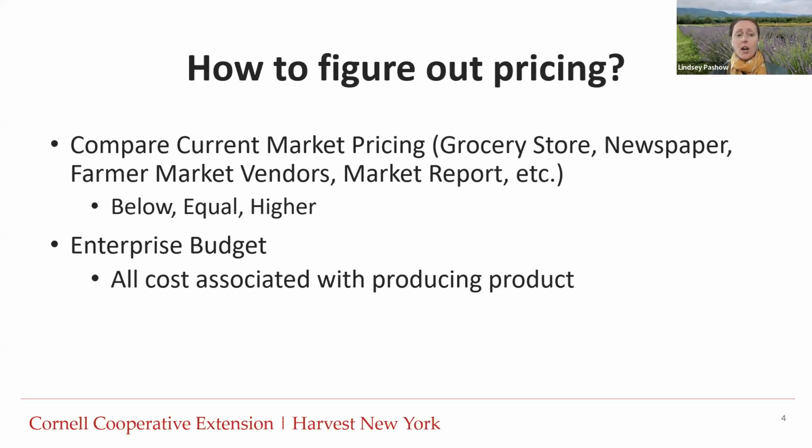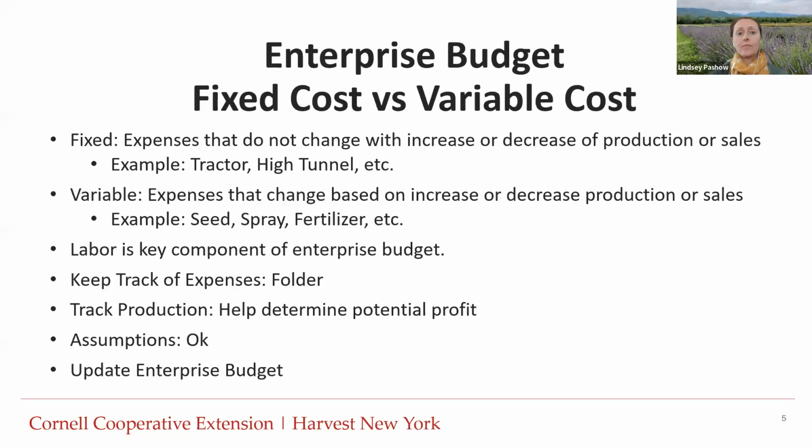And an enterprise budget is all the costs associated with producing that agricultural product. So when you're looking at your enterprise budget, you're looking at your fixed costs versus your variable costs. So people ask me, what's a fixed cost? What's a variable cost? So fixed costs are expenses that do not change with increasing or decreasing of your products or your sales. So examples would be like your tractor, your high tunnel, etc. And we'll get into a couple more of these on the next couple slides.